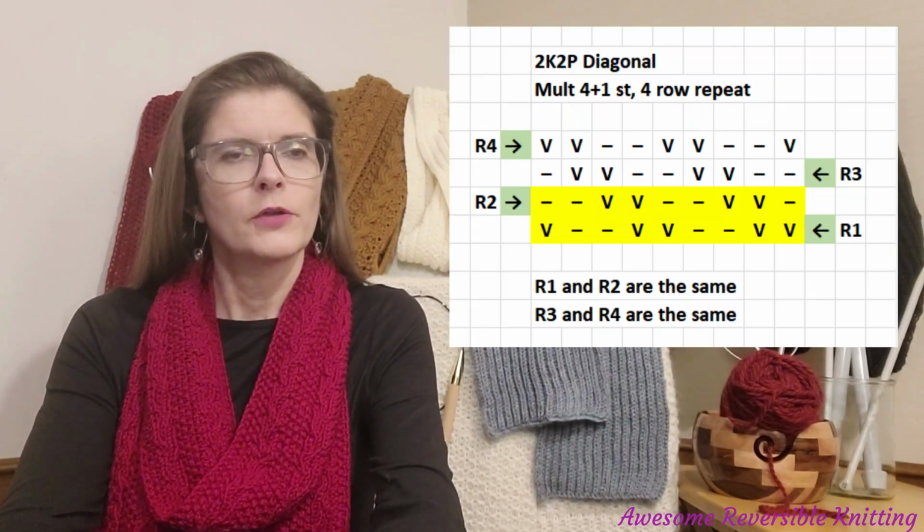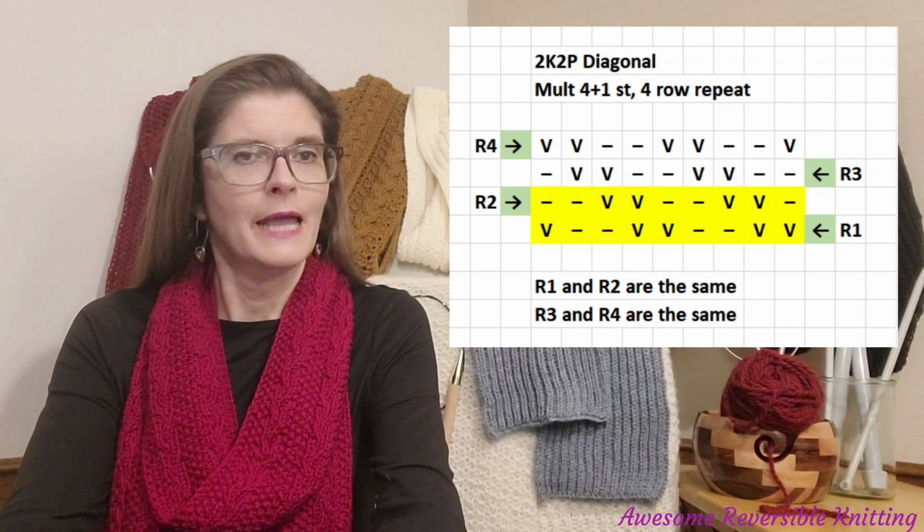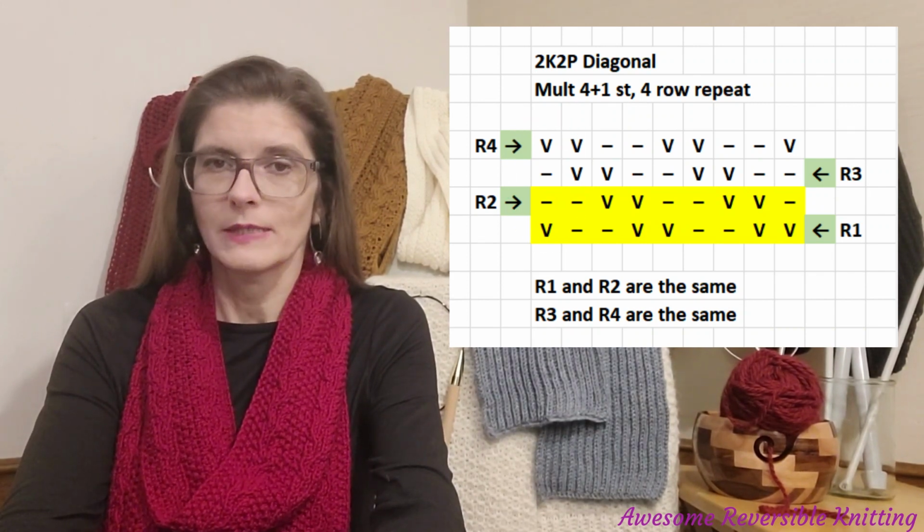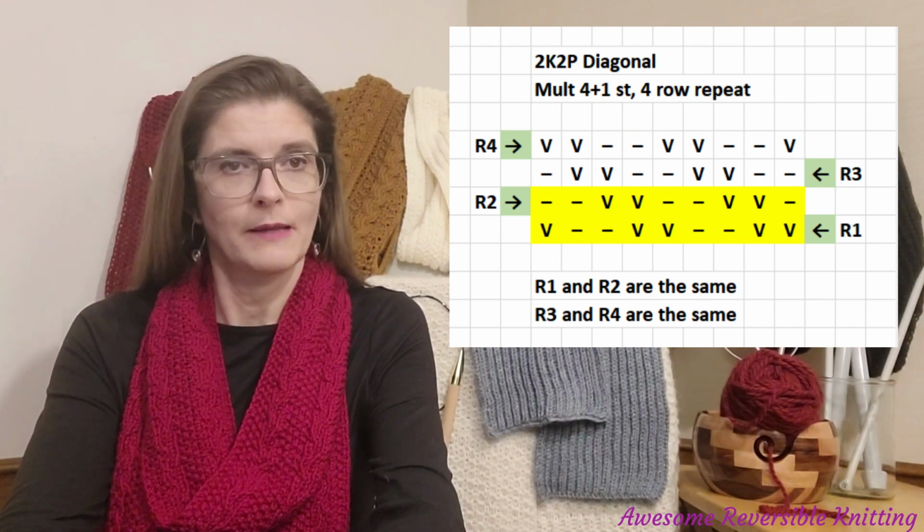Another awesome characteristic is the number of rows in the repeat. With some planning, you can reduce the number of different rows. Feel free to pause the video to take a longer look. For the 2 knit, 2 purl diagonal, adding 1 stitch to the end makes it so row 1 and row 2 are the same, and row 3 and row 4 are the same.